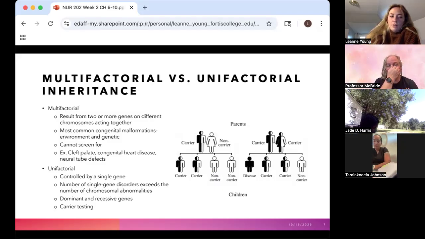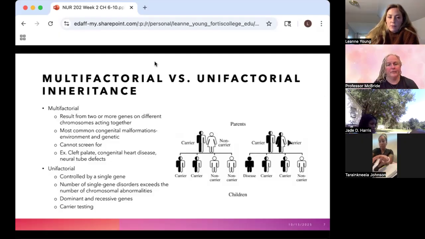Unifactorial inheritance is controlled by a single gene. It's mostly dominant and recessive genes, and there are carrier tests that you can do for these specific ones. The affected individual, this can come from multiple generations of having this specific disorder. This is kind of going on like autosomal recessive, X-linked dominant traits, X-linked recessive traits, and how they're passed.